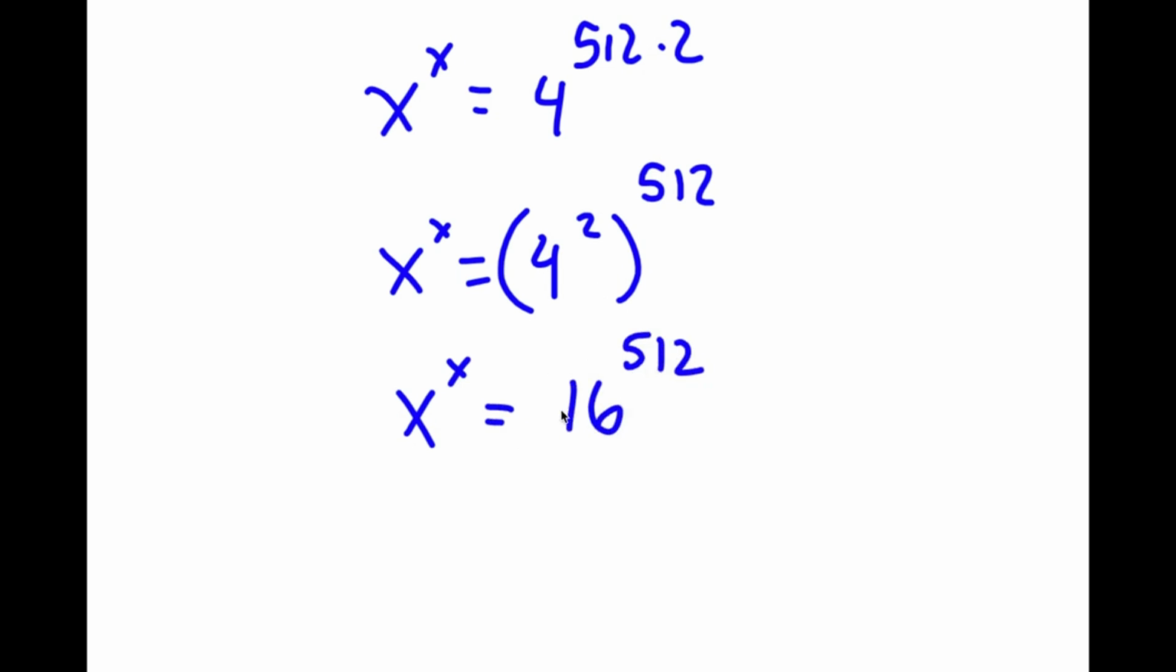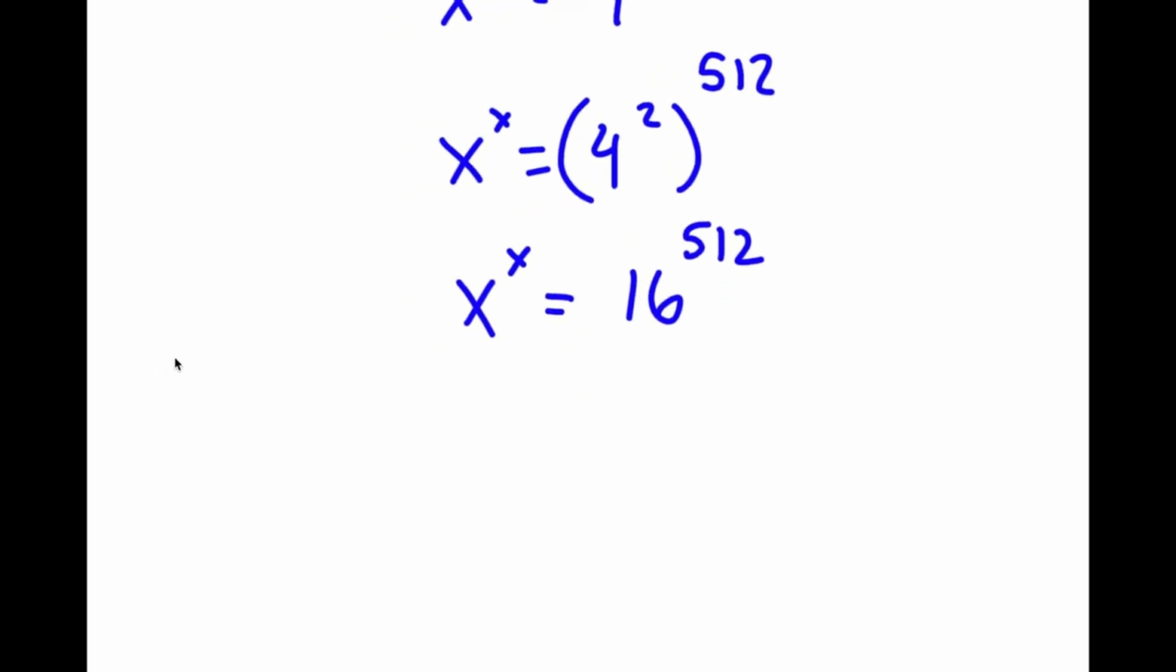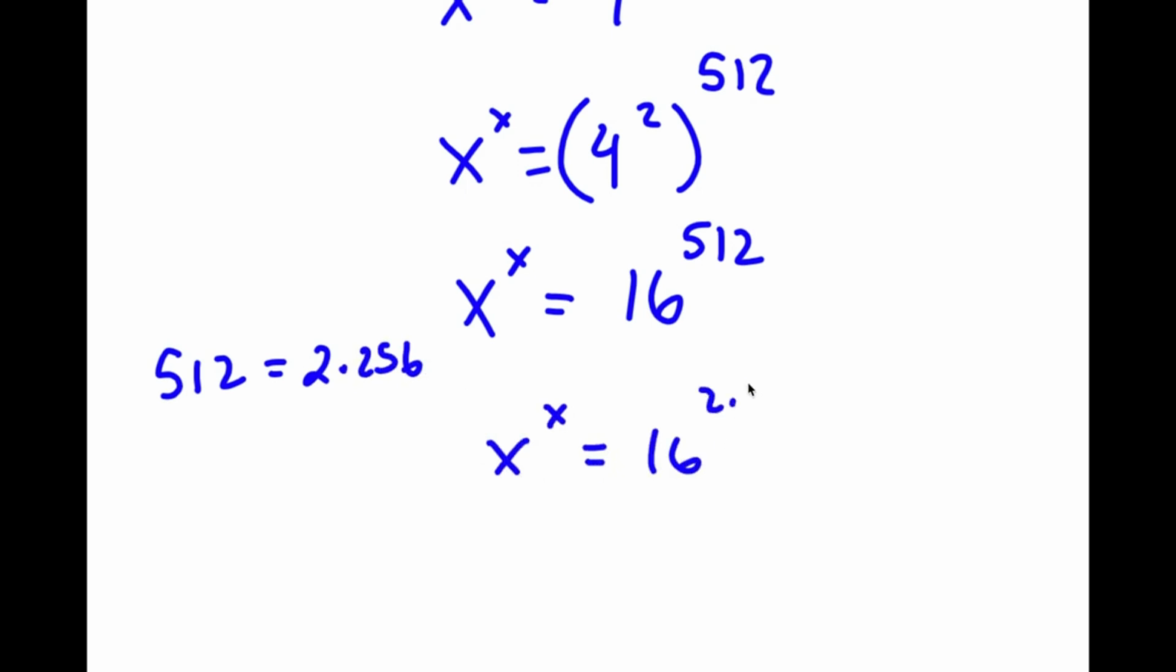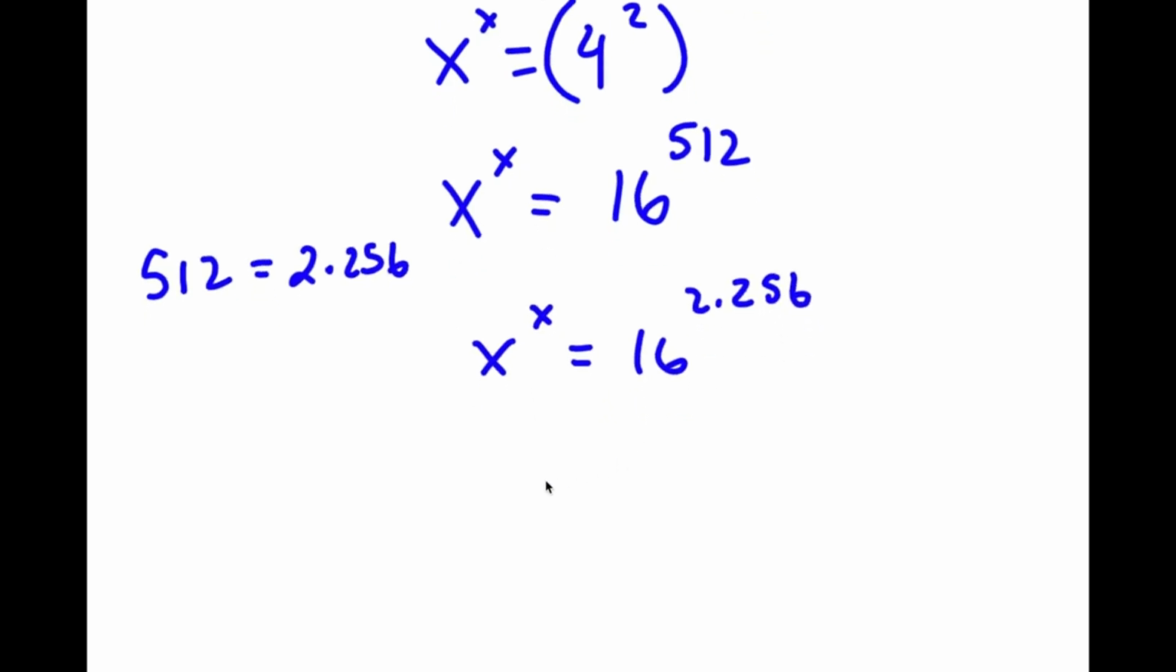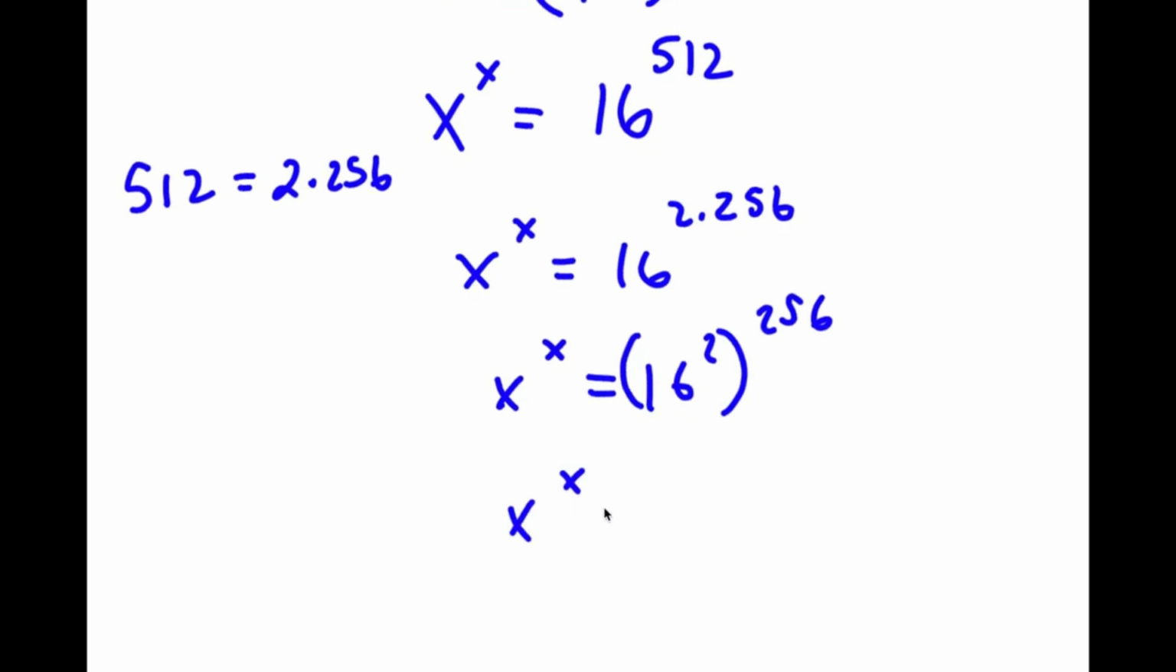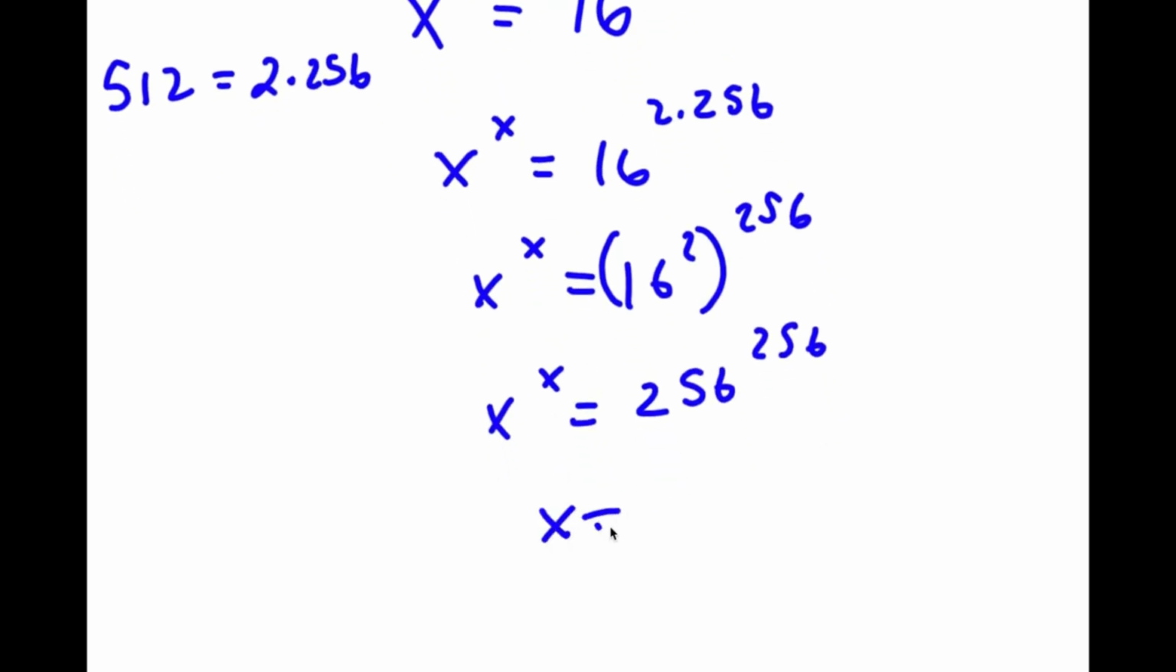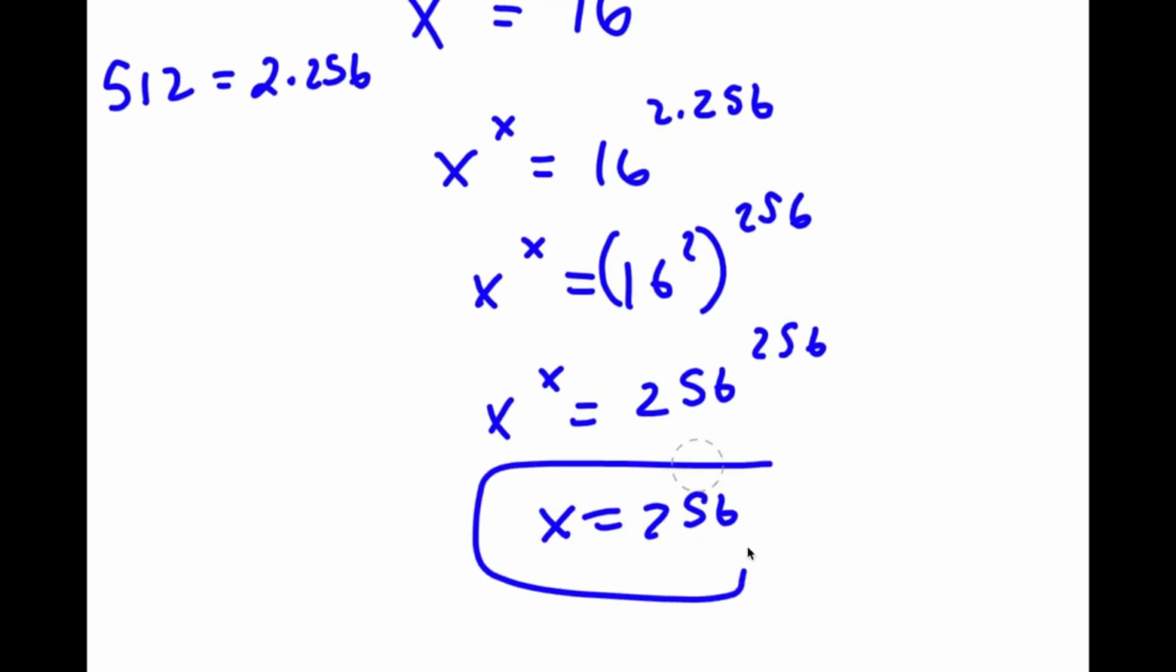Now I'm going to repeat the same thing again. 512 is equal to 2 times 256. So now I have x to the power of x is equal to 16 to the power of 2 times 256, which is the same thing as 16 squared to the power of 256, which is the same thing as 256 to the power of 256, meaning x is 256.